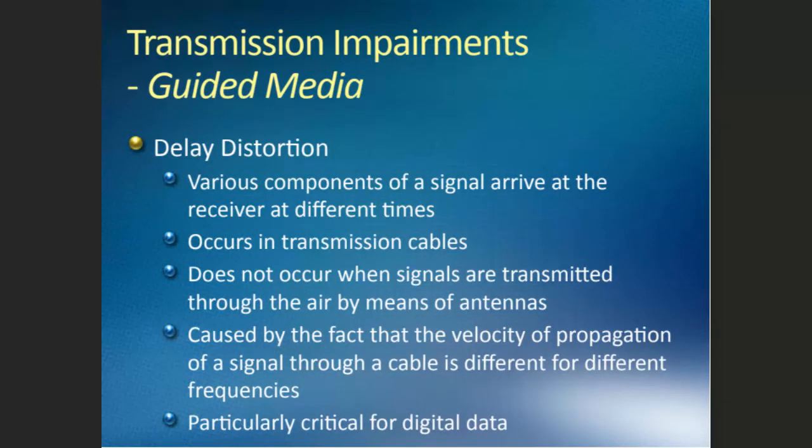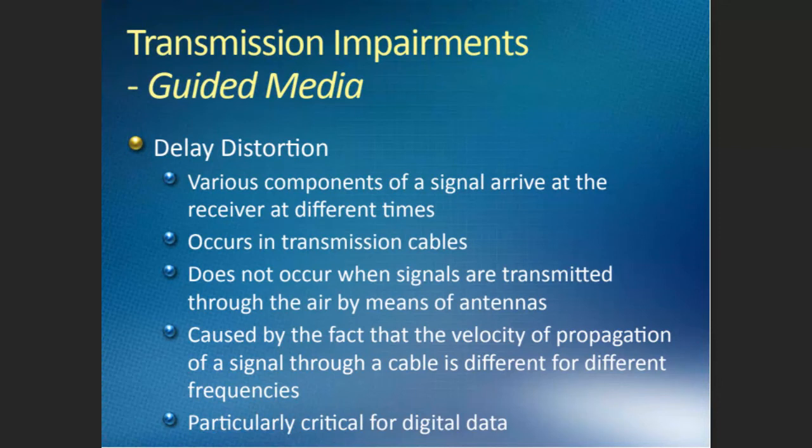Again, for guided media, cables and fiber, we have another impairment, which is called delay distortion. Delay distortion means that various components of a signal arrive at the receiver at different times. It happens in transmission cables. It does not occur when signals are transmitted through the air by means of antennas. It's caused by the fact that the velocity of propagation of a signal through a cable is different for different frequencies.